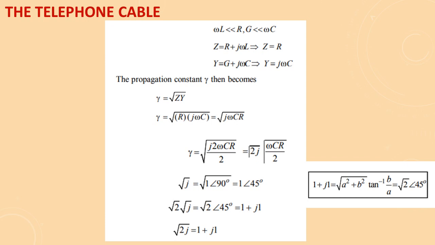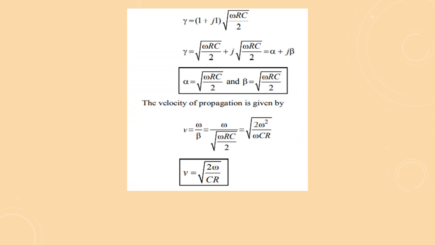Thereby the propagation constant of the telephone line, if we calculate, we get gamma equal to root of 2j into omega CR by 2. Now if we write this gamma in terms of alpha and beta, we know gamma is alpha plus j beta. So if we find the values of alpha and beta, we get the same value for the telephone cable. So alpha equals beta, and the value is square root of omega RC by 2.